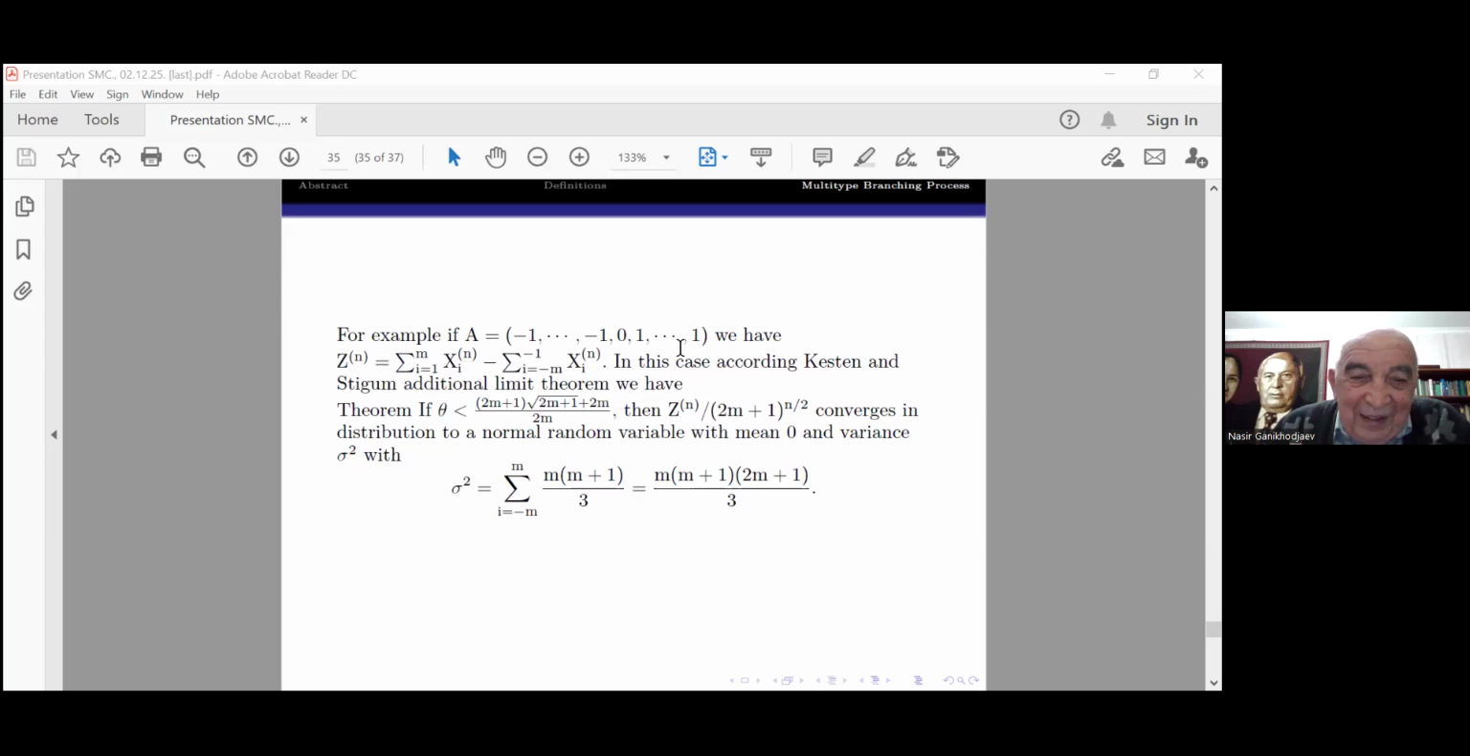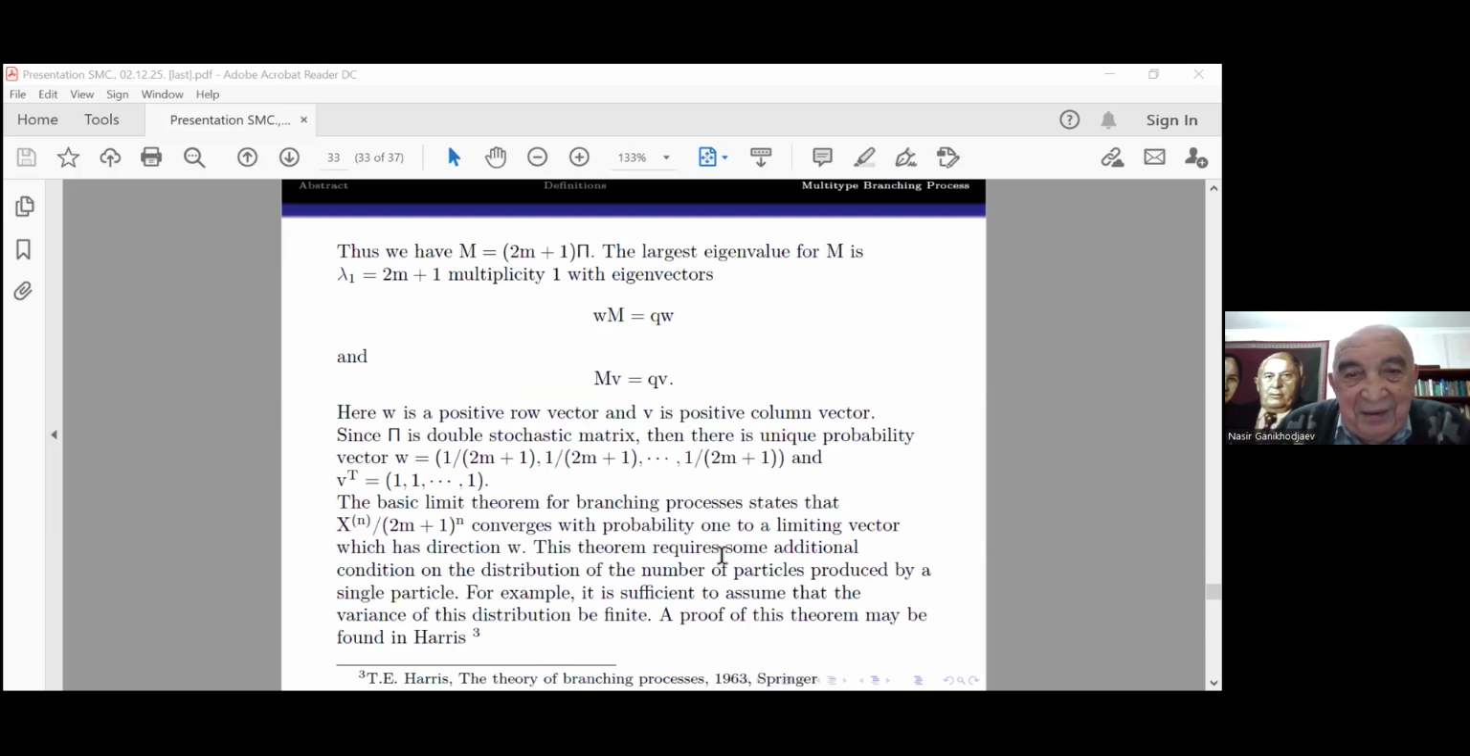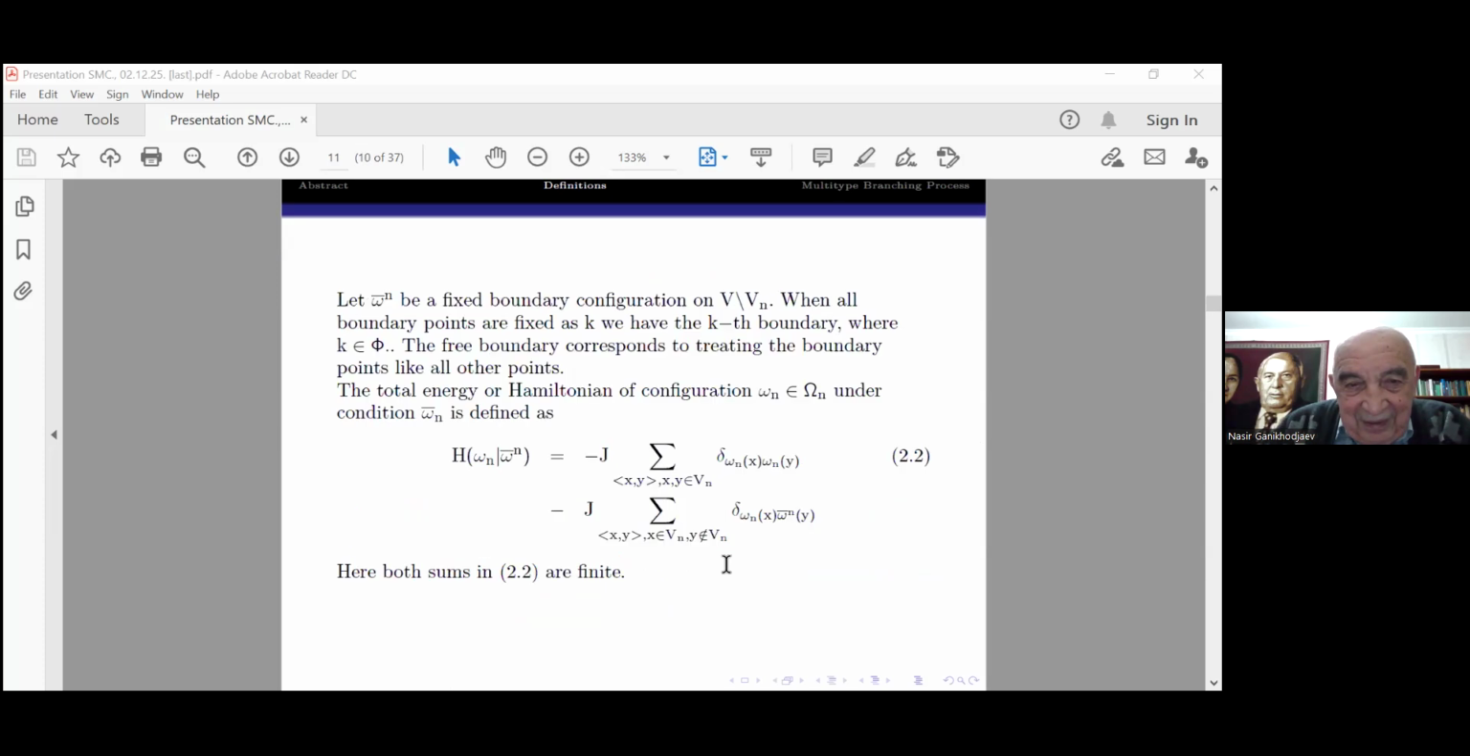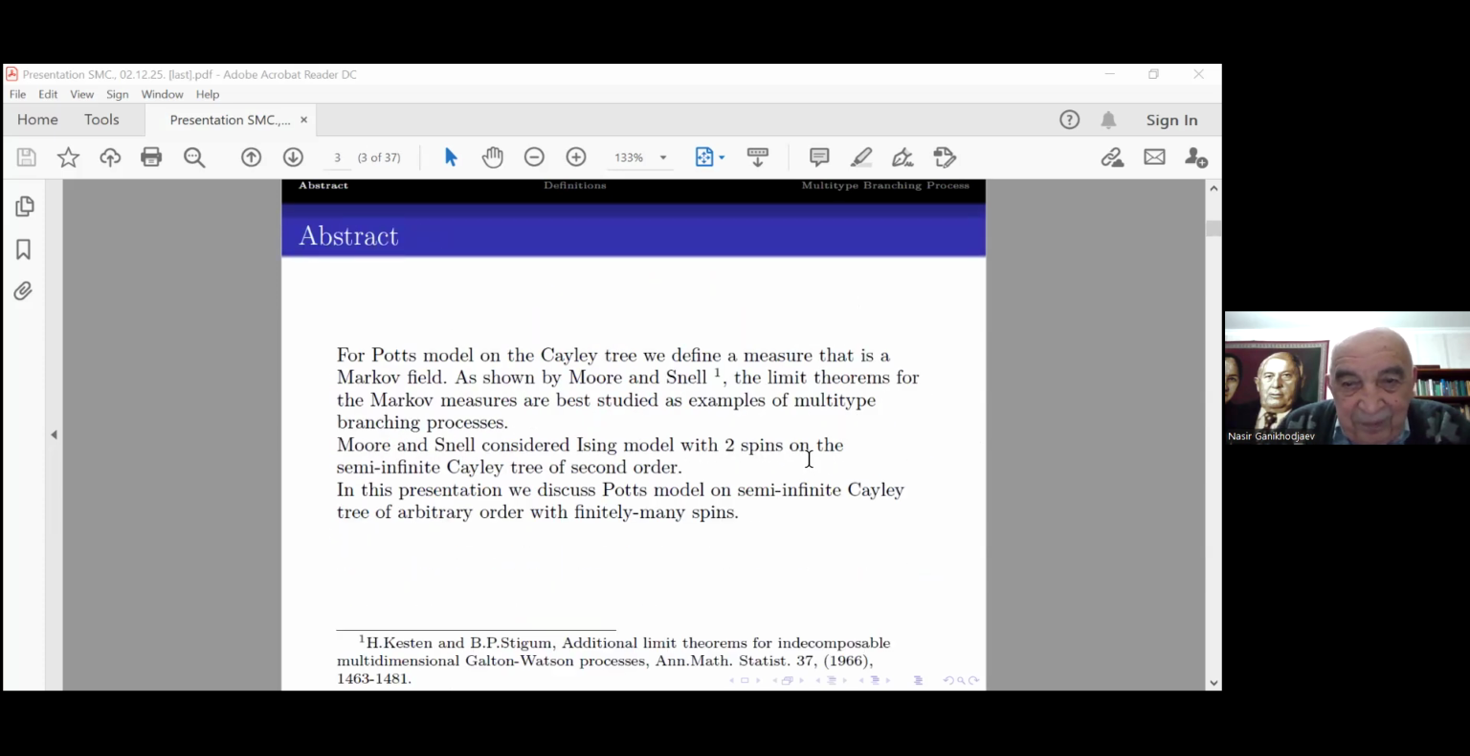I have found one paper where, for the Ising model, the study of limit Gibbs measures, some deeper things like magnetization, was connected with multi-type branching processes, only with two types. And these authors, as I mentioned, consider exactly only the Ising model with two spins on the semi-infinite Cayley tree. For the general case, no. Only after reading this paper did I start to study a little bit these multi-type branching processes.